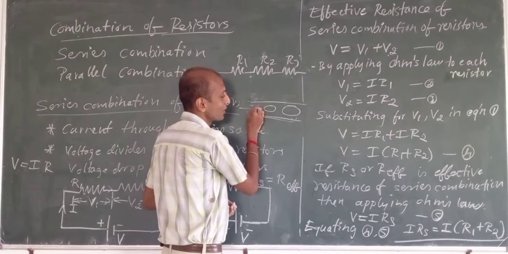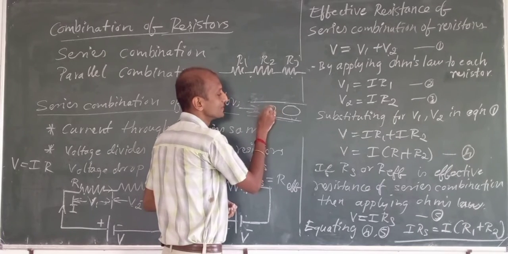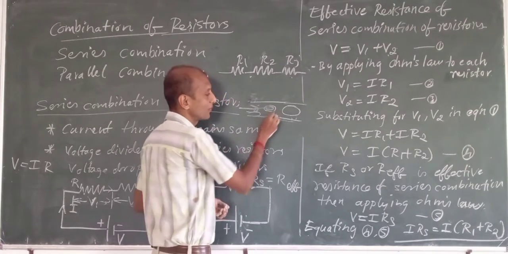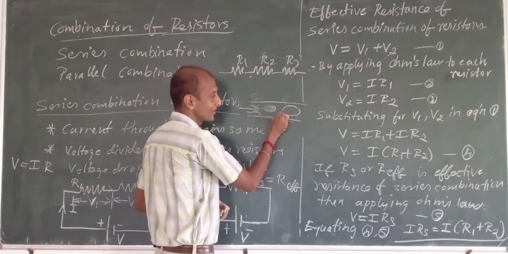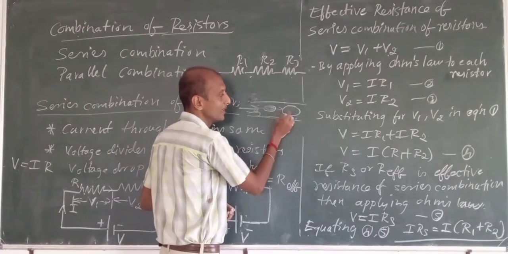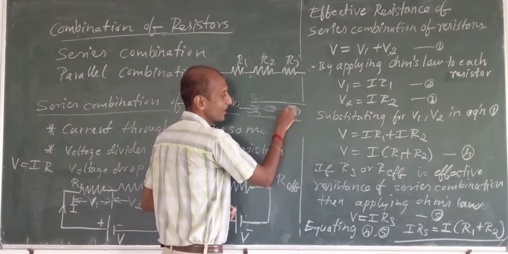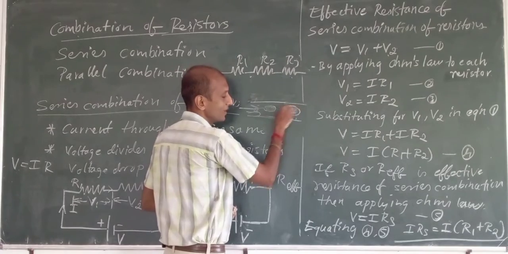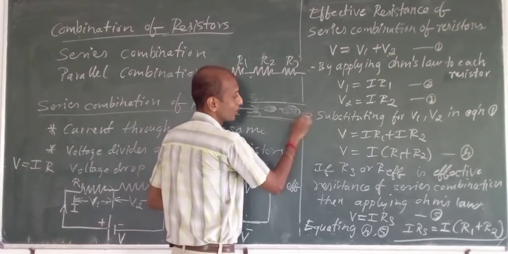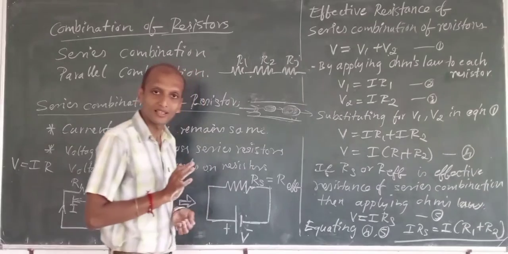So when the water comes here, it will be stored. Some of the water will be stored here. After that, the remaining water will flow here, and some more water will be stored here, and the remaining water will flow like this. Correct or not?